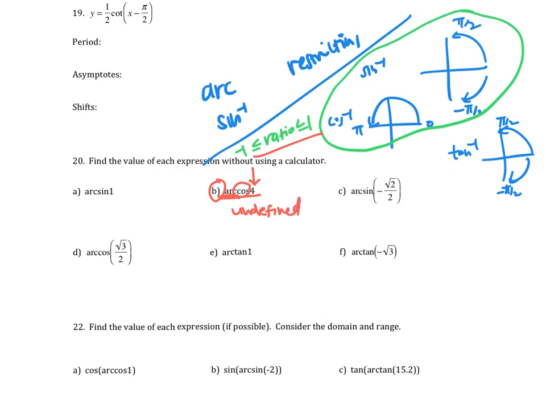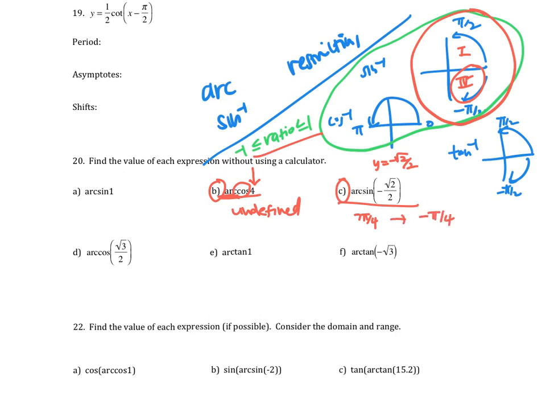Okay. Looking at C, arc sine of -√2/2. So what you do is you look at your unit circle here, and you think, where does my y value equal -√2/2? So you're really only looking at quadrant 1 and quadrant 4. Sine is going to be negative in quadrant 4. And in your unit circle, you're going to see your answer as 7 pi over 4, but you have to rewrite that as negative pi over 4. It's a coterminal angle. You're just going the negative rotation so that you stay within the restriction.